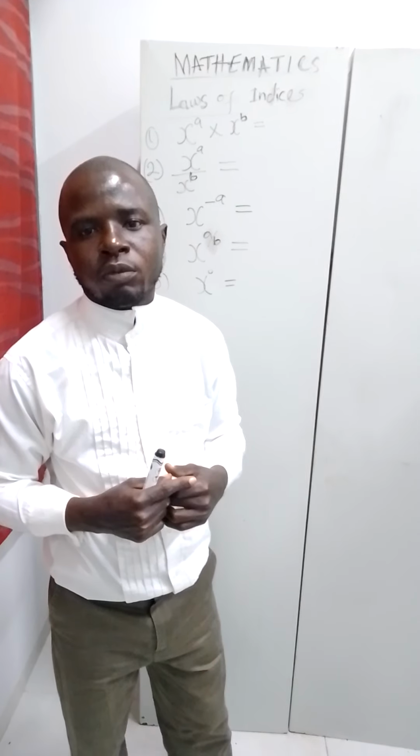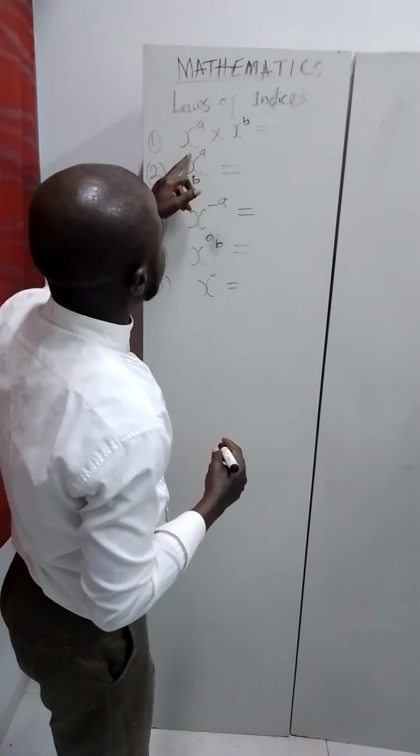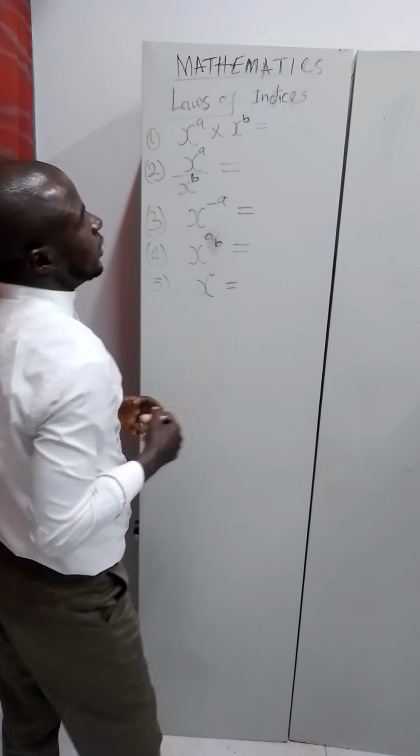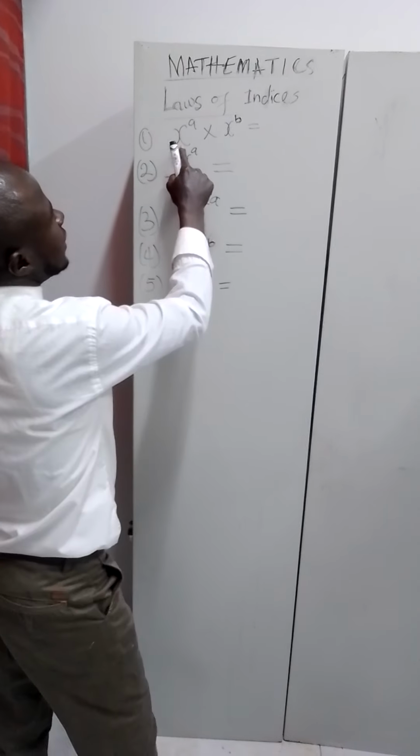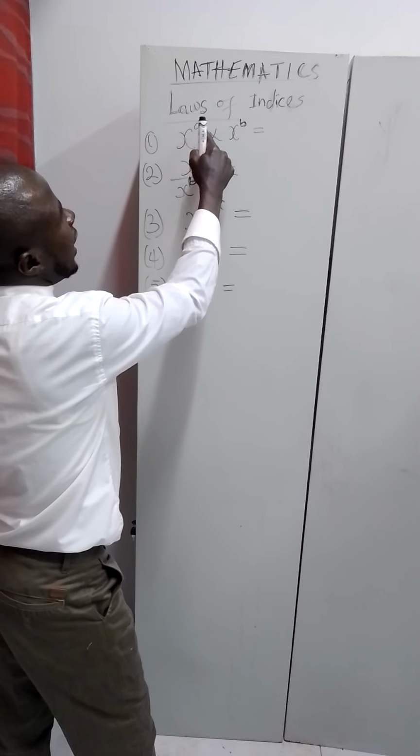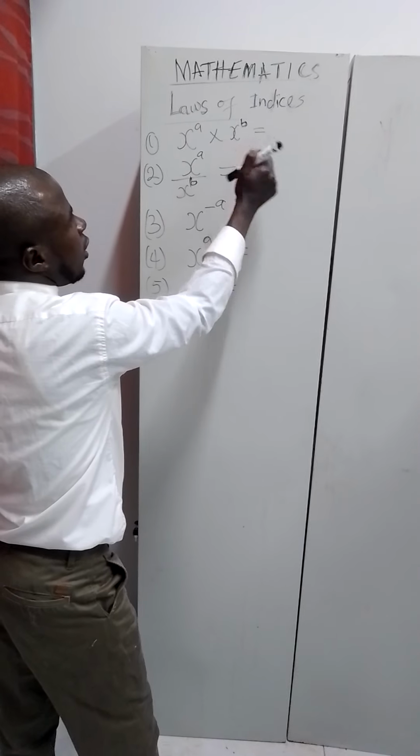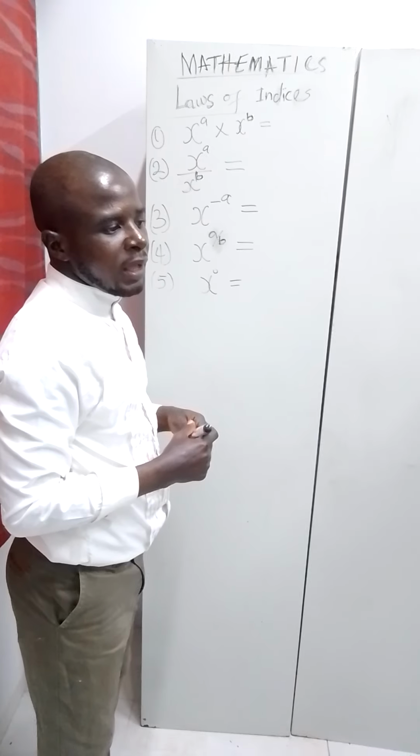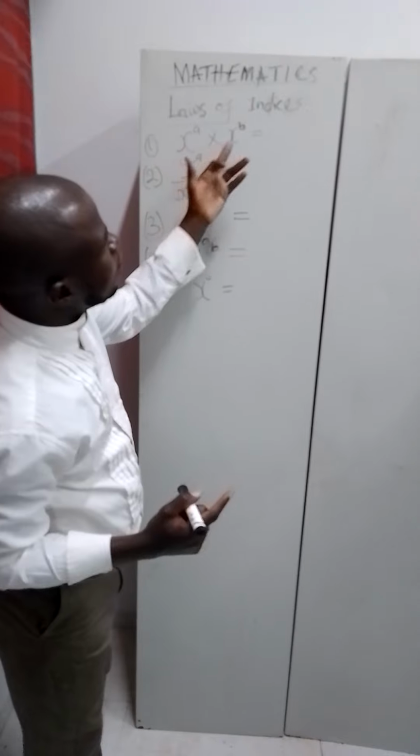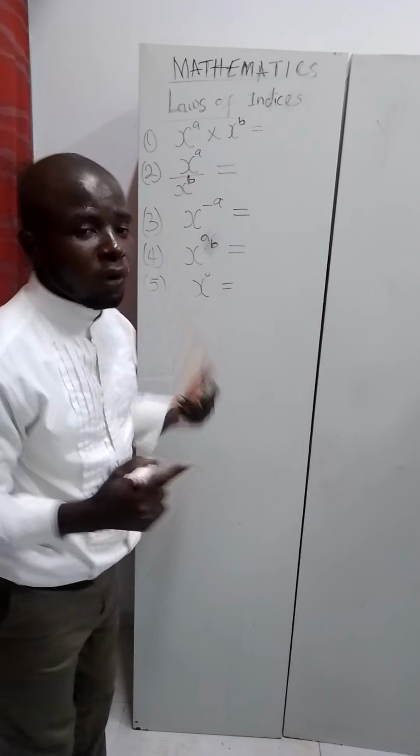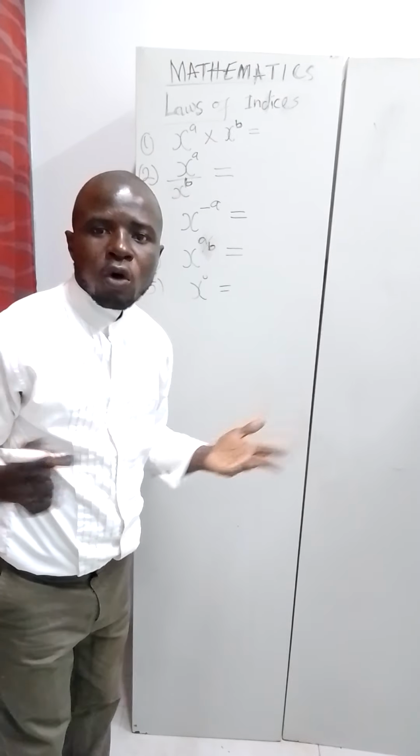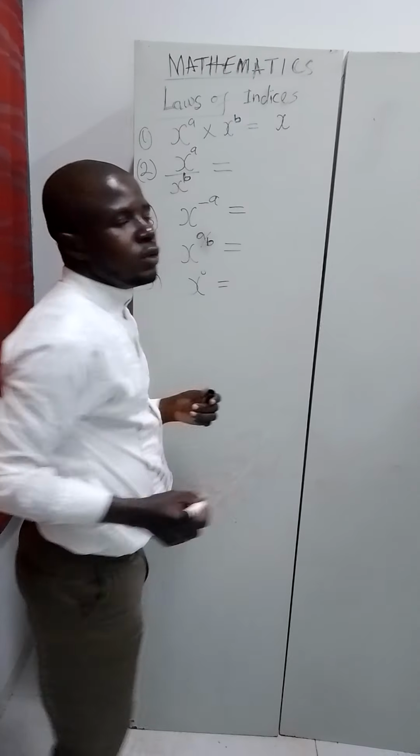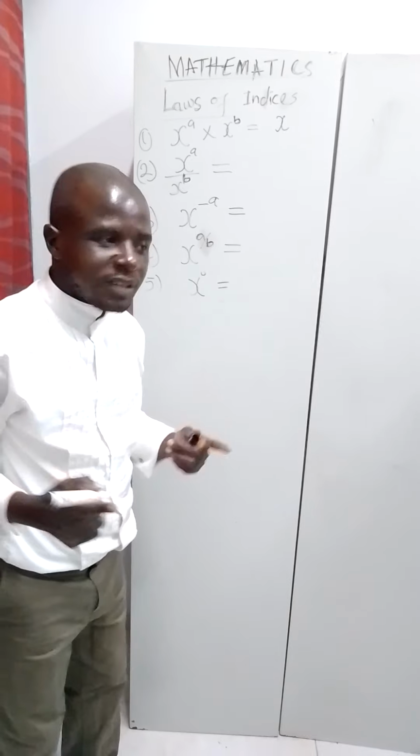Now, the first law states that when you have x raised to power a times x raised to power b, x is a whole number here. A is an index number. Also, x is a whole number, b is an index number. If you look at it very well, you discover that the whole numbers look alike. Once the whole numbers look alike, just pick only one of them to represent the two. I believe you are getting it.